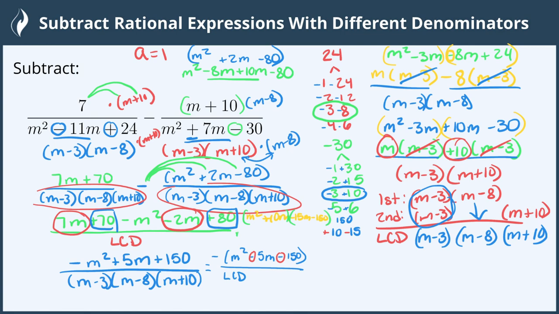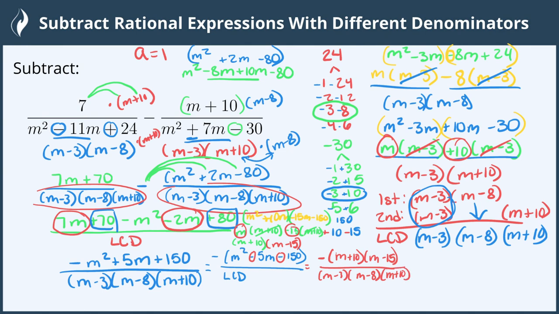The first two have a greatest common factor of m, so we have m plus 10. And the second two have a greatest common factor of negative 15, so we have m plus 10, which we will factor out the m plus 10, and we are left with m plus 10, and then we have m minus 15, which makes our numerator negative m plus 10 times m minus 15 all over our lowest common denominator, which we found as m minus 3, m minus 8, and m plus 10.